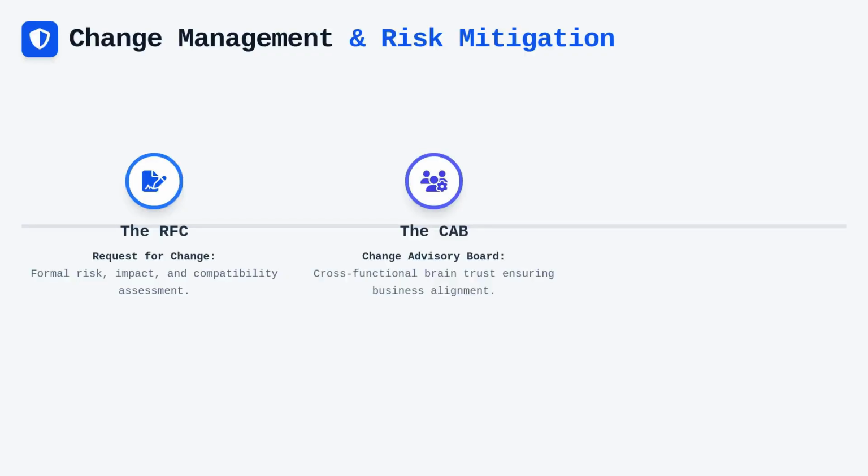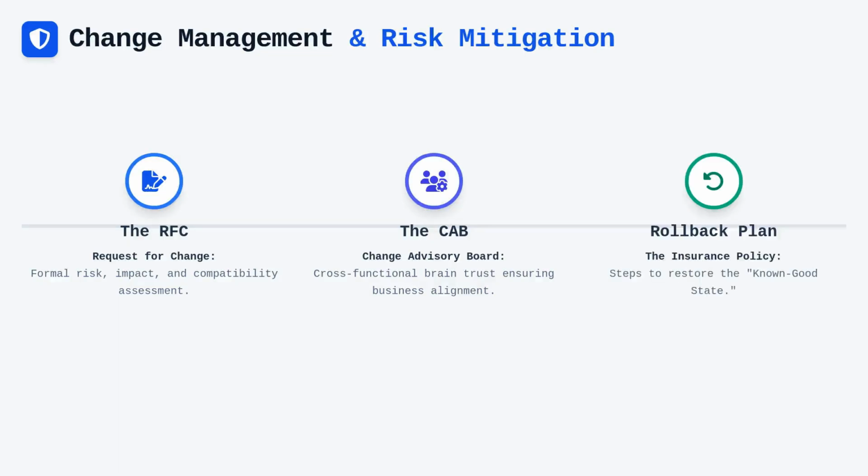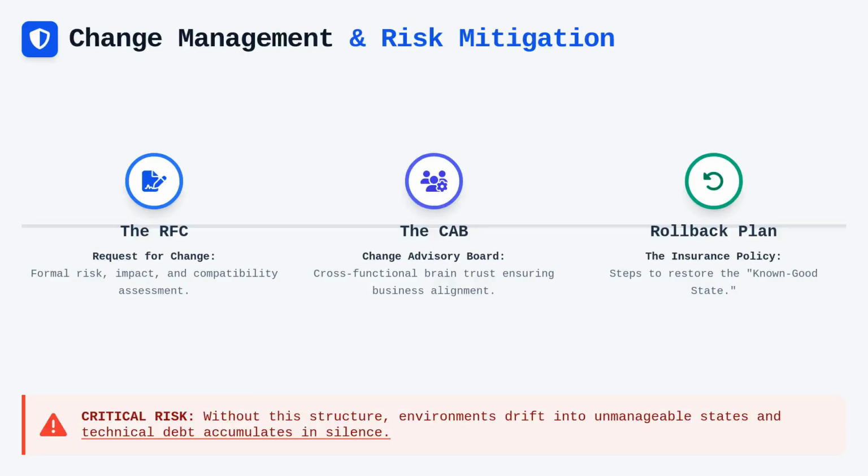Once the request is documented, it must be reviewed by a Change Advisory Board, or CAB, which serves as the cross-functional brain trust for the organization. This body evaluates whether the proposed change aligns with business needs and, perhaps most importantly, whether a viable rollback plan exists. A rollback plan is your insurance policy, detailing the specific steps required to revert the system to its previous known good state if the deployment fails. Without this structured approach, an environment quickly drifts into an unmanageable state where technical debt accumulates in silence.